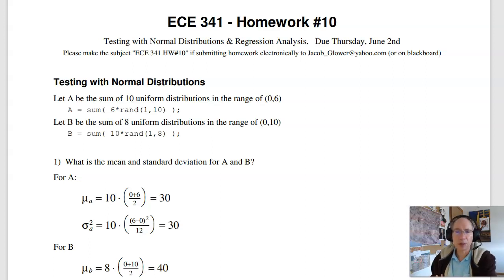The first problem is, suppose I sum 10 uniform distributions for A and 8 uniform distributions for B. Find the mean and standard deviation of A and B.